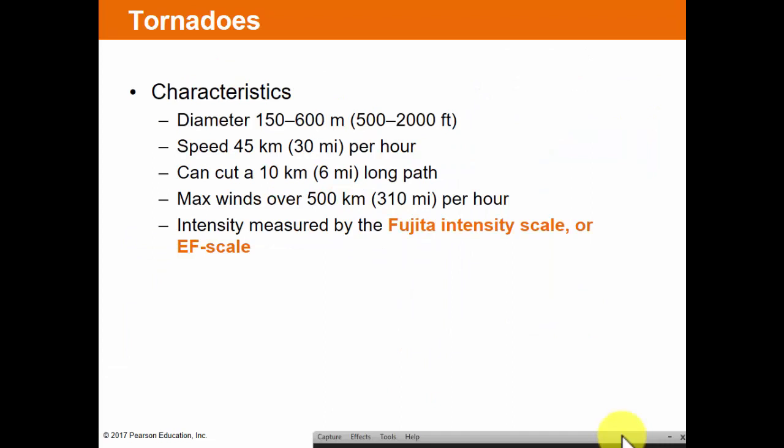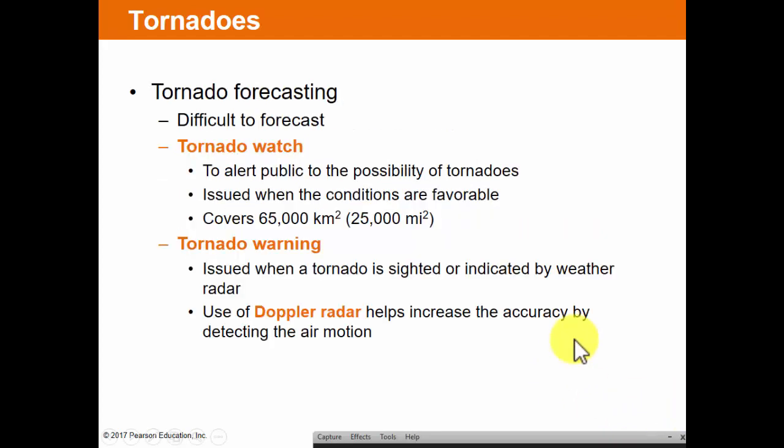So here are some of the basic characteristics: the speed, how far they can go, their maximum winds, and of course the intensity or the strength of a tornado is based on what's called the Fujita scale. Actually, it's now called the EF scale, the Enhanced Fujita scale, which has taken in some additional information. But you know, EF0, EF1, EF2, EF3, EF4, and EF5.